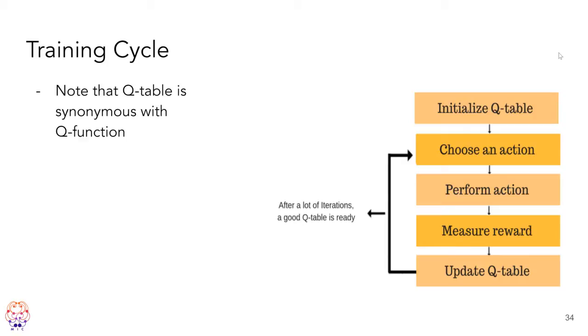So a typical Q-learning cycle, we're going to start by initializing a Q table. Q table is synonymous with Q function. It's just going to be essentially a 2D matrix, which is going to store all of our Bellman equation stuff, and that'll make more sense in a second. Afterwards, we're going to choose an action based on what our Q table tells us will give us the highest reward. We're going to perform that action. We're going to receive some reward from the environment. And after we receive that reward, we're going to update the table accordingly.